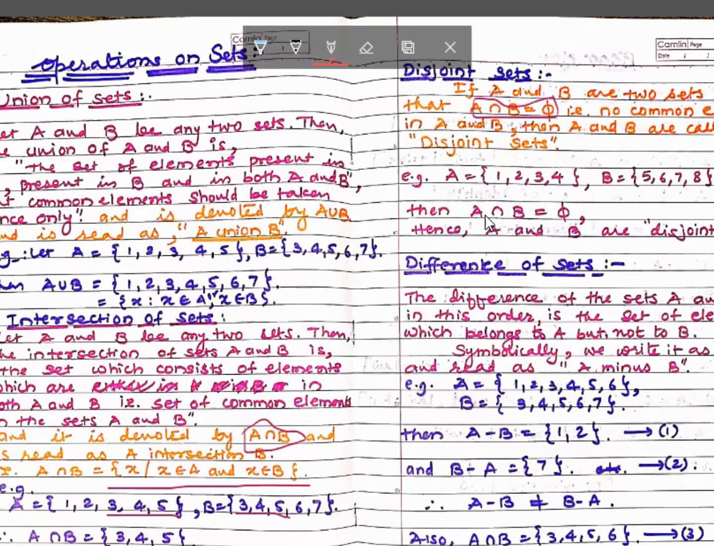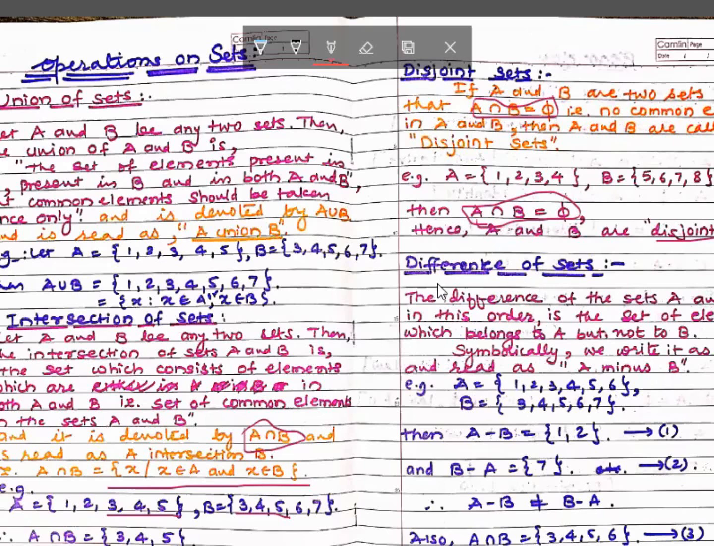Nothing is common. So what can I have? I can have the intersection of the two sets as a null set, empty set. Hence I can conclude that the given two sets are disjoint sets. Right? So that is the case here. This is the example for disjoint sets.